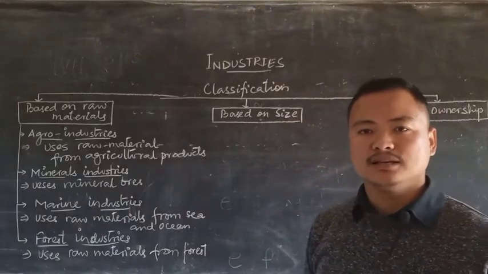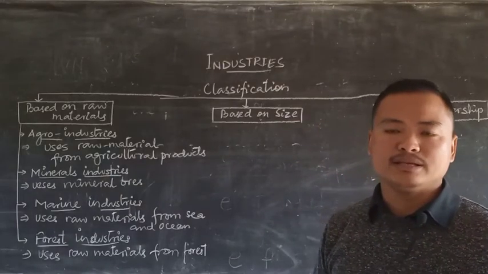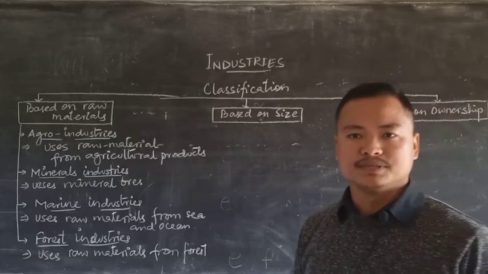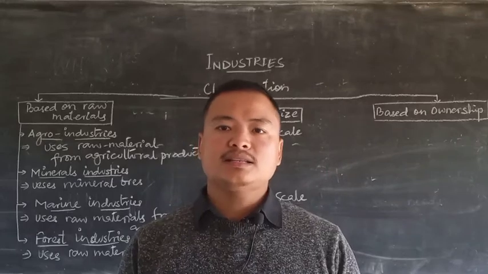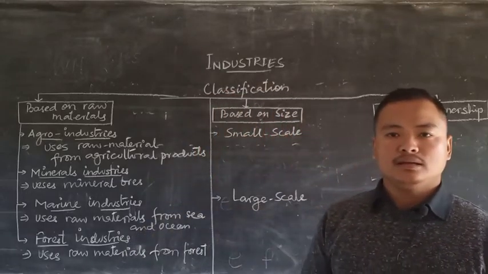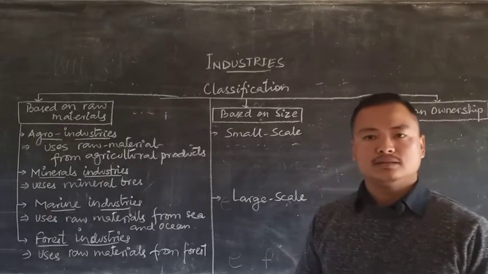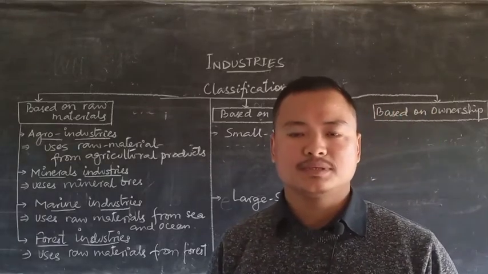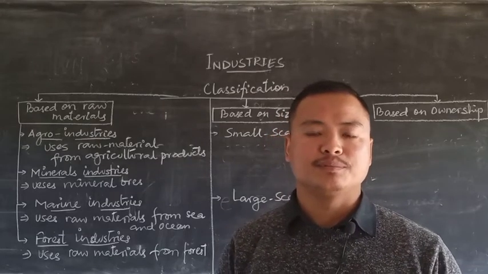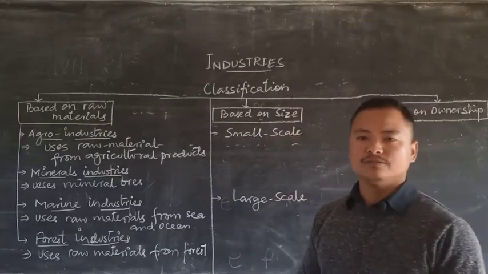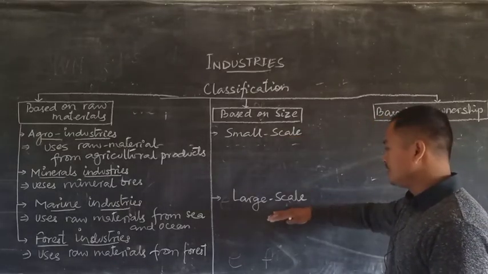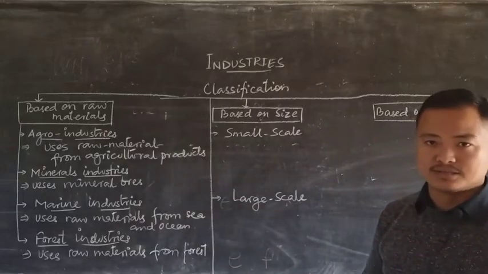Let us discuss the industries based on size as well as the subtypes. Under this category of industries, the types or subtypes are divided into two categories. One is you call it small scale industry, the other is you call it large scale industries.